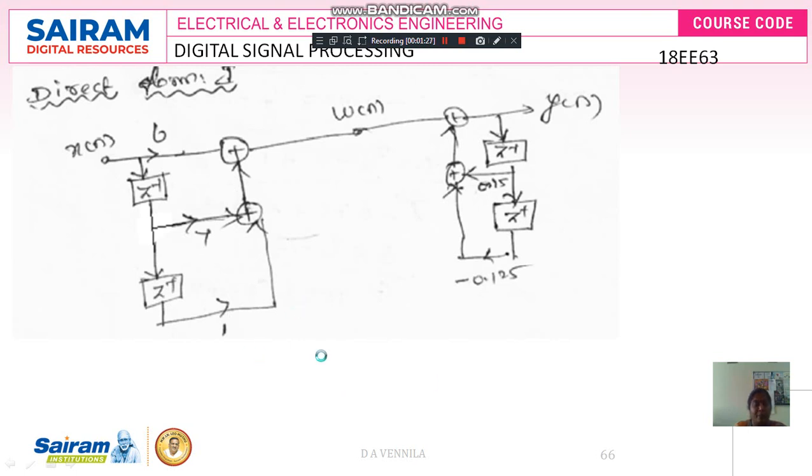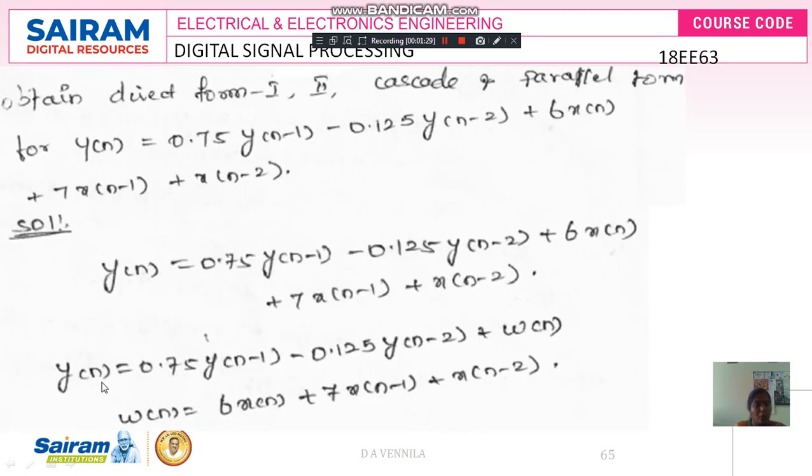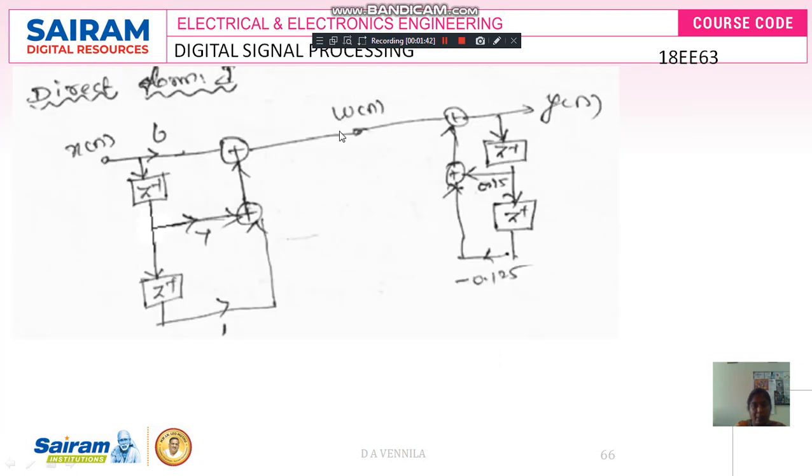The next one is your output. What is your output? Output y of n equal to 0.75 y of n minus 1 minus 0.125 y of n minus 2 plus w of n. This w of n is nothing but your input. All will be added, so here it is mentioned w of n.